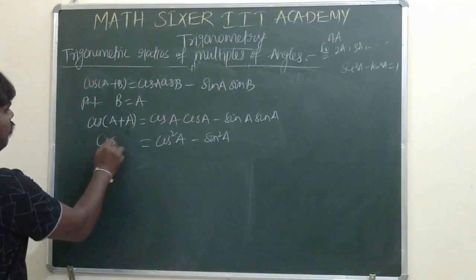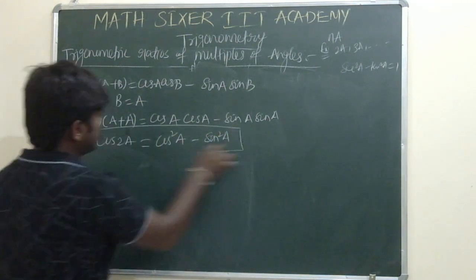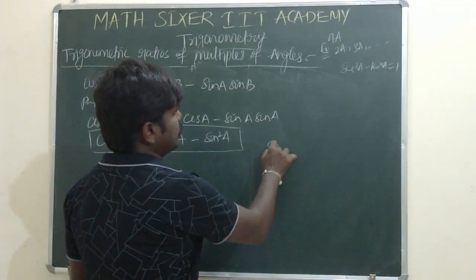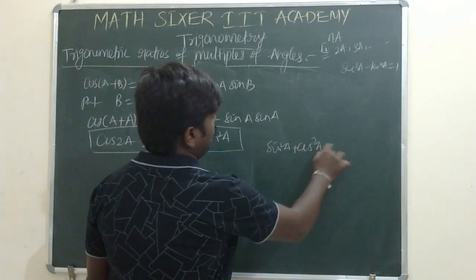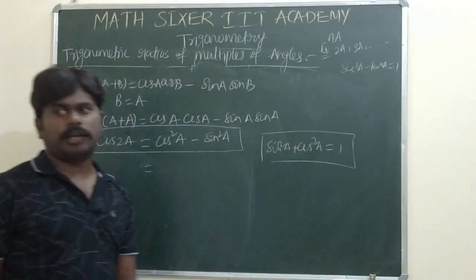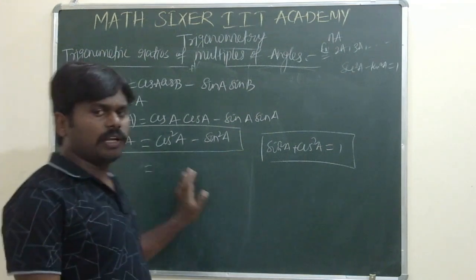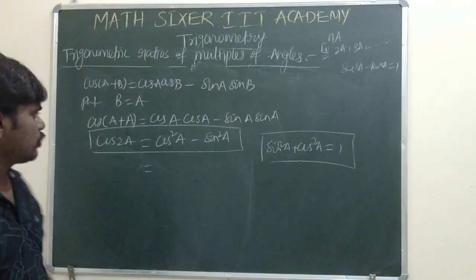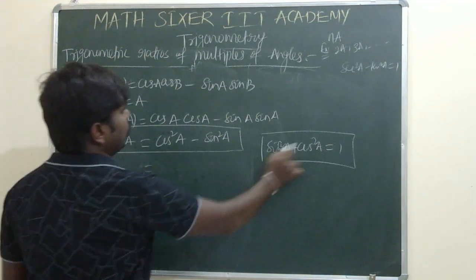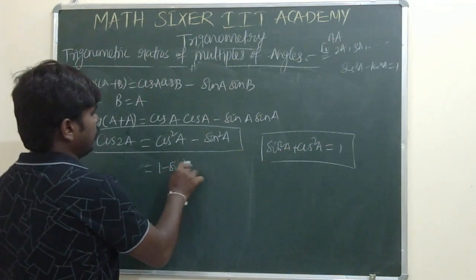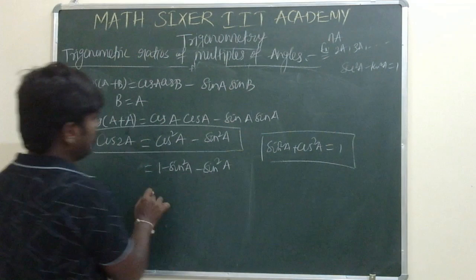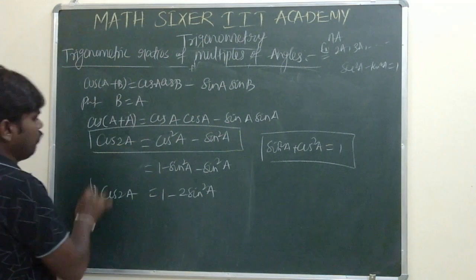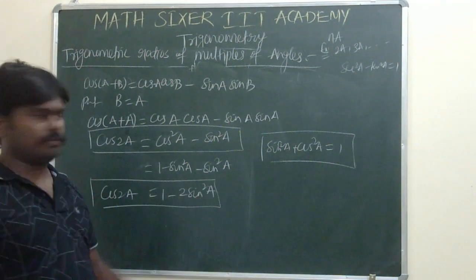On the LHS we have cos 2A. So cos 2A is equal to cos square A minus sin square A. We already know one identity: sin square A plus cos square A is equal to 1. We can use this identity to express cos 2A in terms of purely sin or purely cos, or we can express it in terms of tan also. Here cos square A can be written as 1 minus sin square A. So 1 minus sin square A minus sin square A gives 1 minus 2 sin square A. This is the cos 2A value in terms of only sin.